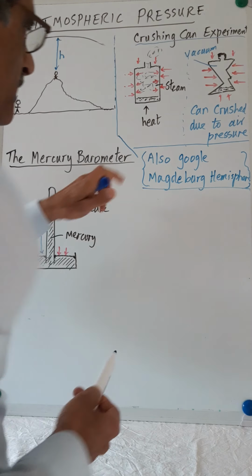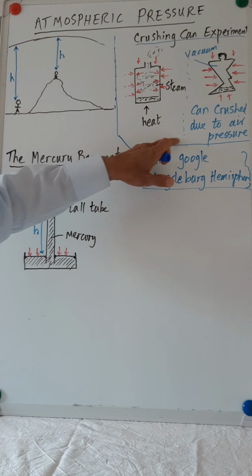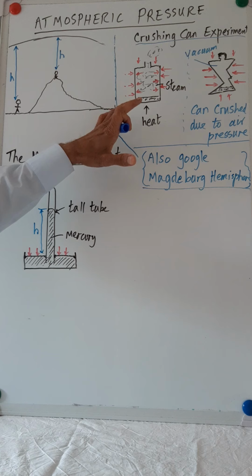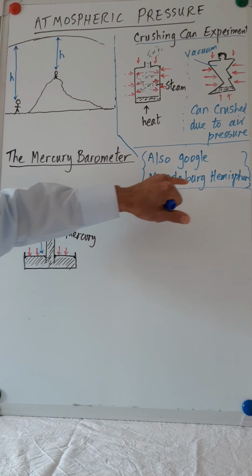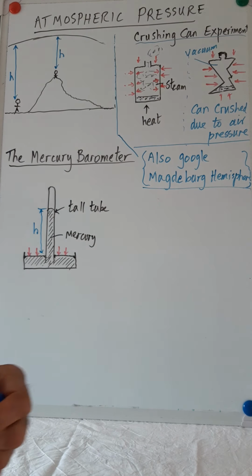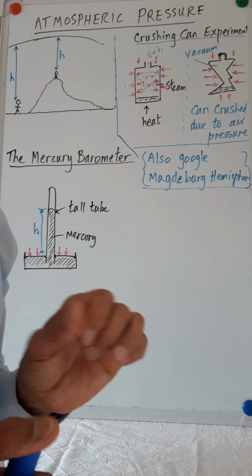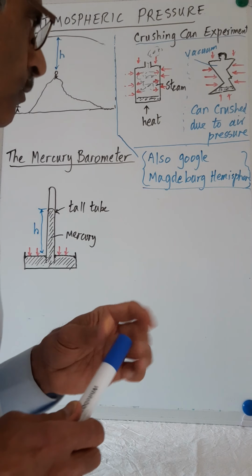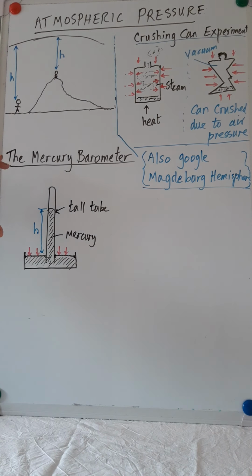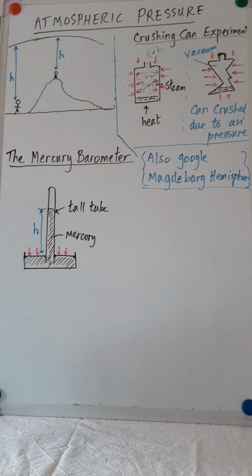Another experiment that you can research yourself on Google: if you Google Magdeburg hemispheres, you'll find how strong the atmospheric pressure is. Now, we're going to talk about the mercury barometer. It's an instrument that we use for measuring the atmospheric pressure.